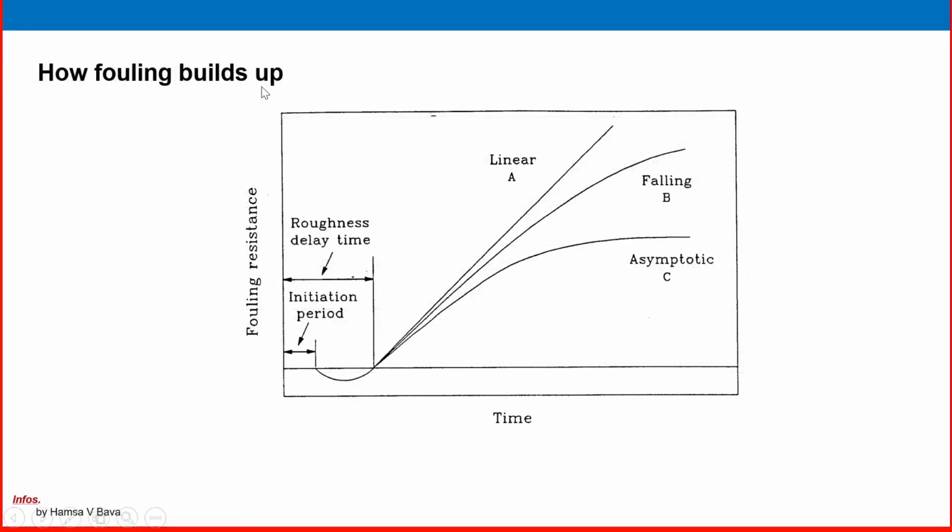How is fouling built up? There is a simple graph showing fouling resistance versus time. See, the initiation period is there, then this is the time, and it is moving in a linear way, falling way or asymptotic way. These three ways of fouling take place in the heat exchanger surface. Reference delay time is also provided there.